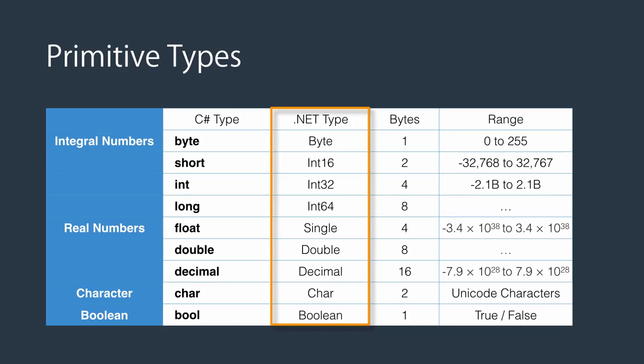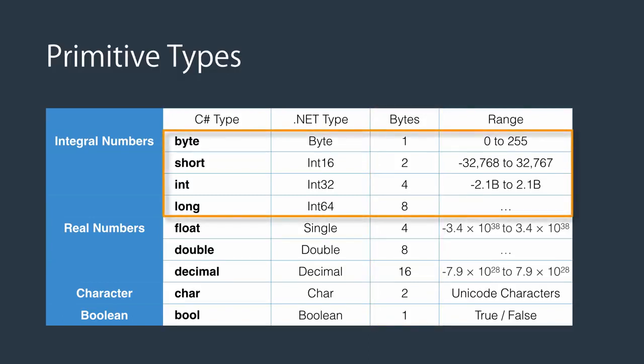So these types are part of the .NET Framework. And when you compile your application, the compiler internally would translate the C# keyword you use here to equivalent .NET type. The third column here shows the number of bytes each data type uses, and I have listed these data types from the smallest to the largest in each category. So in the category of integral numbers, you see byte is the smallest, it takes only 1 byte, whereas long is the largest and it takes 8 bytes.